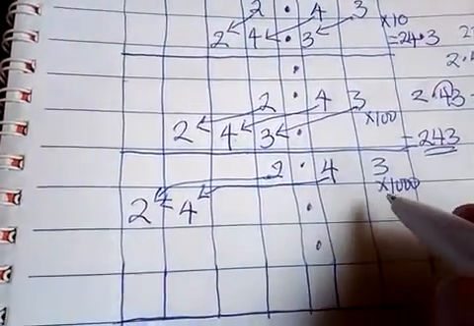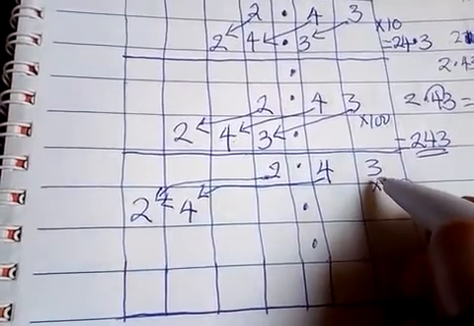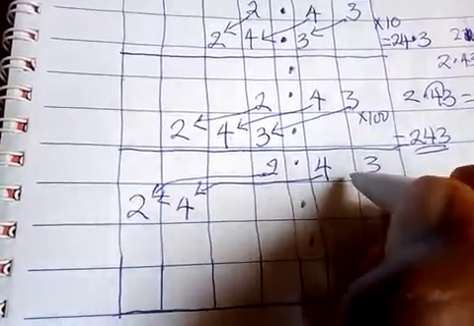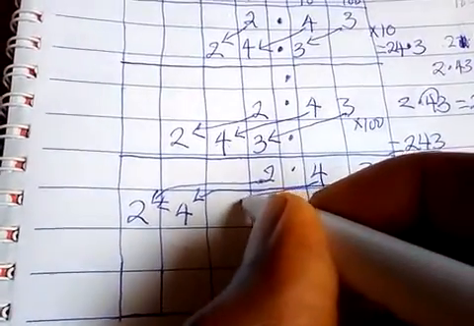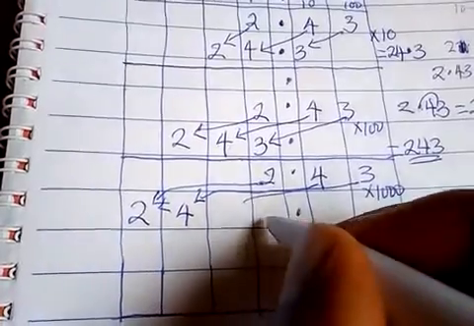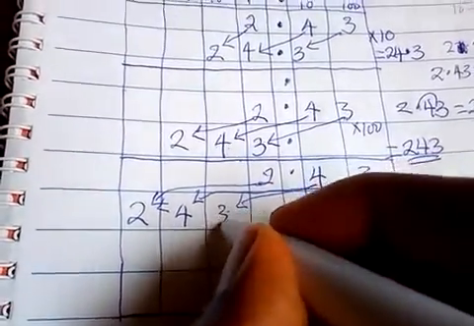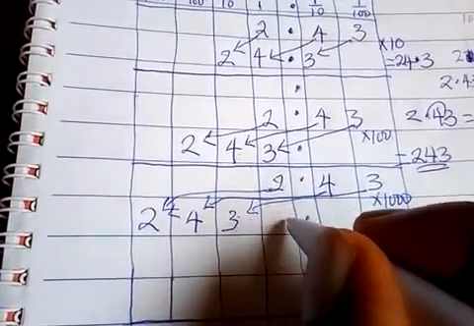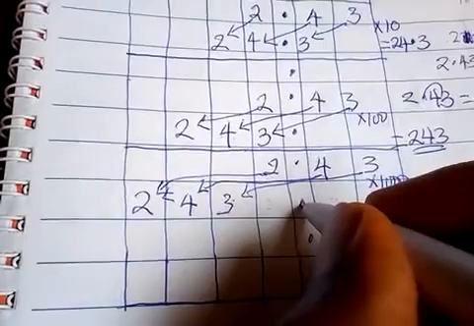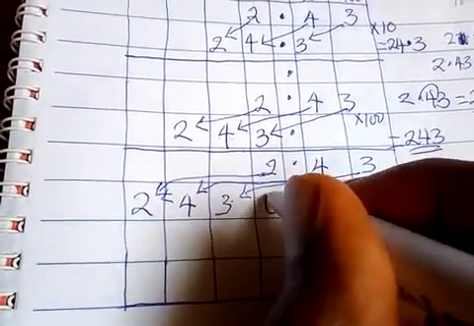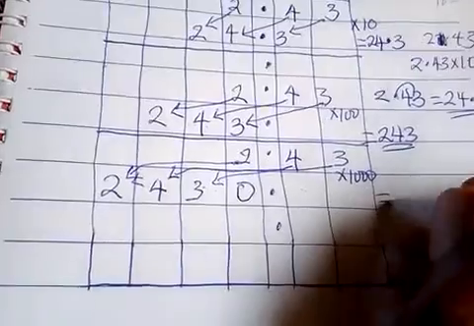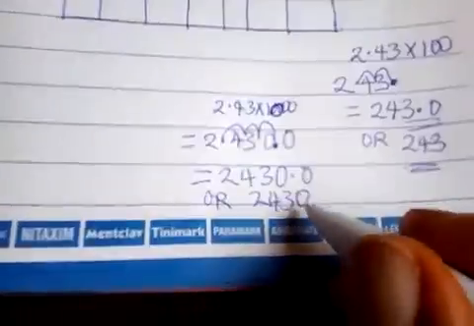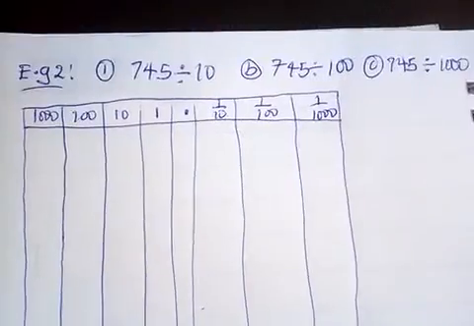3 is coming 3 times. That is 1, 2, 3. Remember 3, 1, 2, 3. So because they all left a space here before the full stop, before the period, you will add your 0. So your answer will be 2430, which is exactly what we got here. I hope you understand.